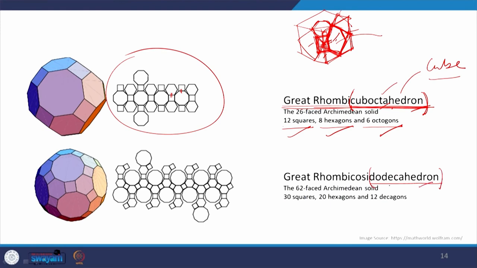So, now this pentagon is again chopped. So, what do we get? We get 12 decagons, where this is actually a 10-sided polygon. The triangles are now turning into hexagons, and the remaining surfaces, which are like these, are again giving us squares. So this rhombicosidodecahedron is from the truncation of the dodecahedron.